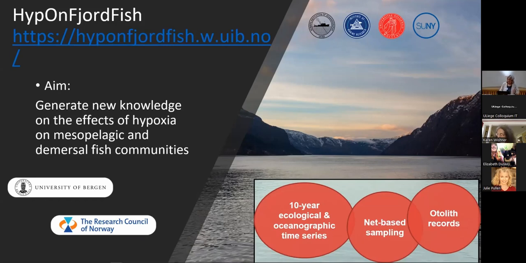So our project, we call it Hype on Fjordfish. We think that is a good acronym. It originates from the students' work, and it's based on 10 years of ecological and oceanographic time series, net-based sampling, and also otolith records from fish that are getting old. So they're very old.